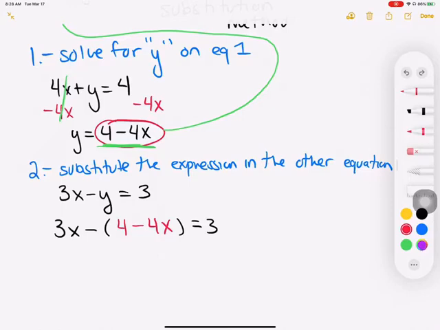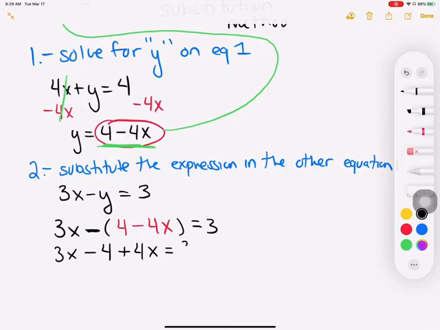So let's go ahead and get rid of that parenthesis, first distributing the negative sign that's in front of it as if it was a -1. So this negative sign in front of the parenthesis means that I'm going to change the sign of everything inside the parenthesis. So the first number is a +4. That means it's going to become a -4. And the second number is a -4x, so it means it's going to become +4x. That's the rule for a negative sign in front of a parenthesis, or if you distribute the negative sign.